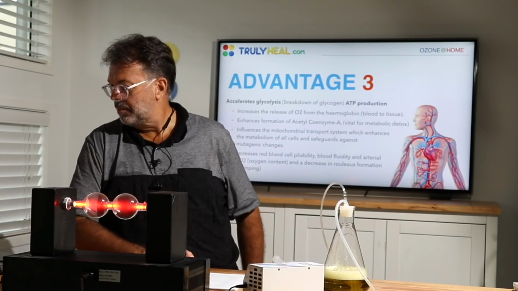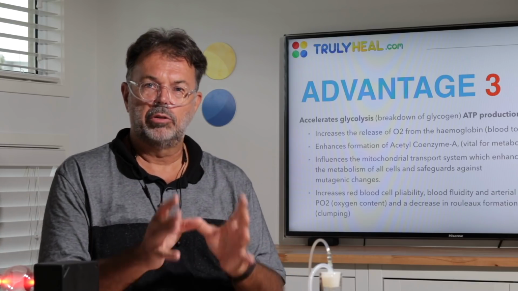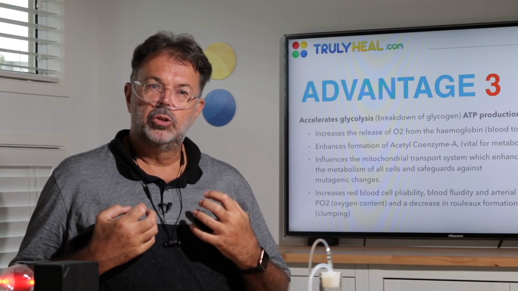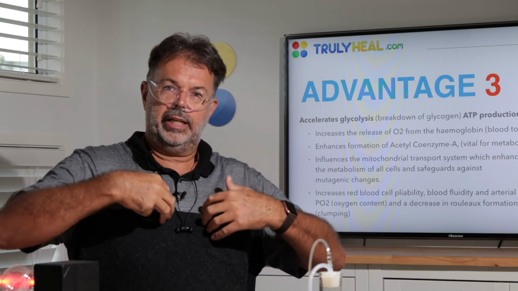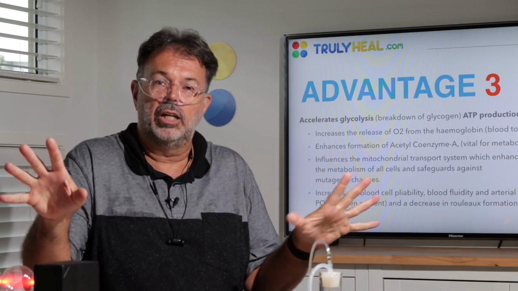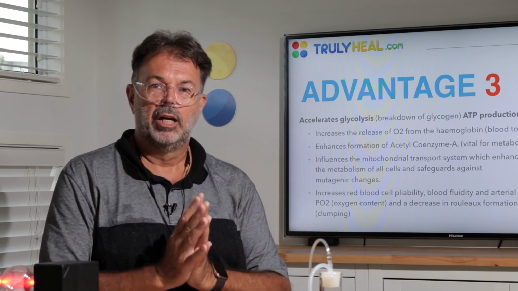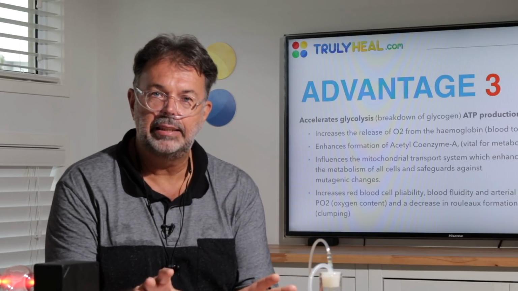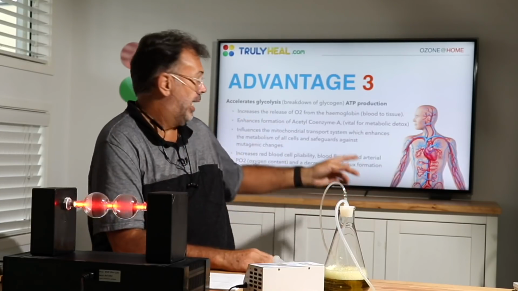Advantage number three, it accelerates glycolysis, the breakdown of glycogen, ATP production. And let me just simply say, as soon as you start using ozone for a certain period of time, you increase super red blood cells, as I call them. They take on oxygen in your lungs a lot faster, easier, they hold on to it, but they also release oxygen a lot faster into the tissue. So they become super red blood cells, very powerful to take on and release oxygen to where it's needed, to give it to the immune system, to give it to your cells for repair, to give you for ATP production.